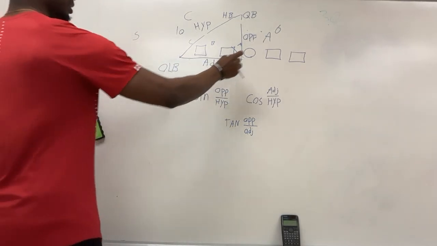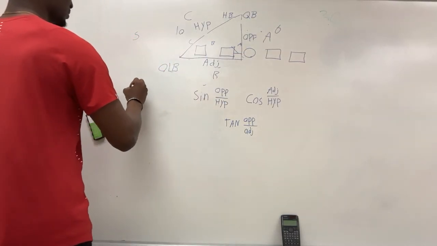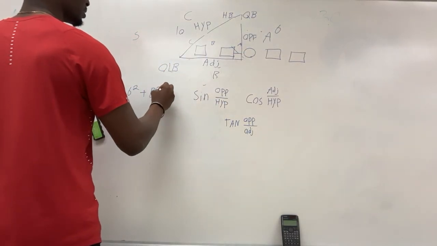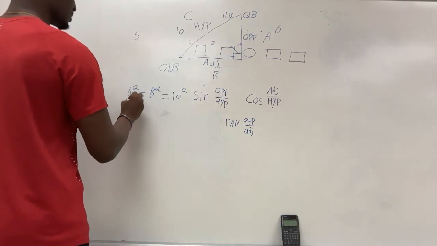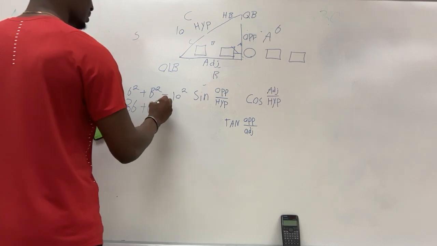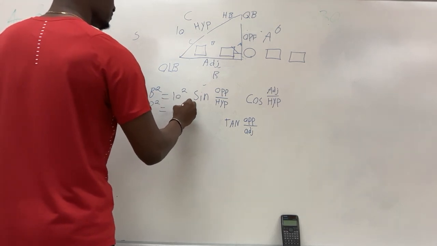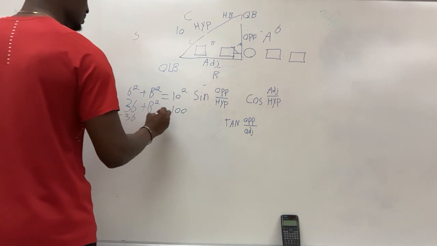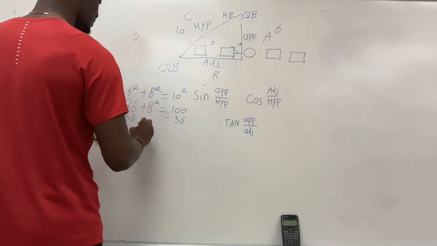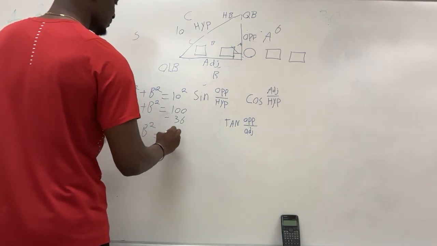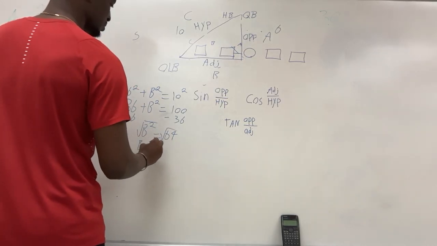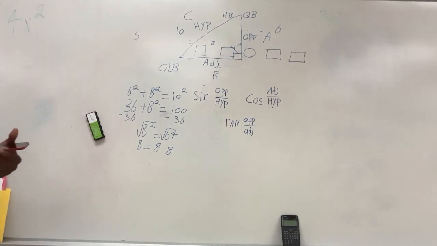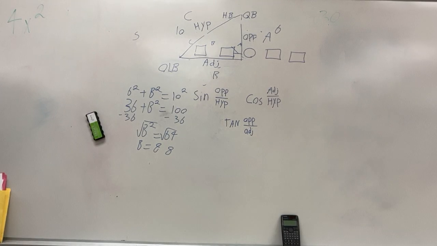So let's set it up. A is 6. So 6 squared plus b squared equals 10 squared. That's 36 plus b squared equals 100. Minus 36, we get b squared as 64, square root. There we go. We got 8. That quick, steady, ready. Let's go.